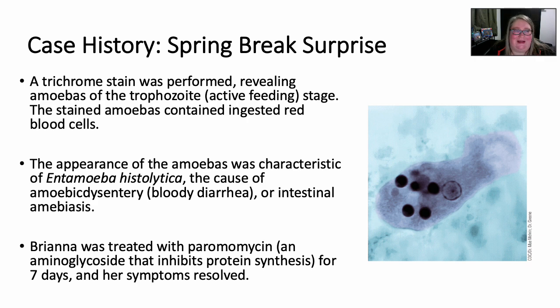Now, amoebas like to get into your colon and feed on the red blood cells there. In fact, if we look here at this amoeba, we can literally see its nucleus, its eukaryotic conformation. And you can see these red dots. These red dots are the red blood cells that they have eaten. Now, the appearance of these amoebas is characteristic of Entamoeba histolytica, which is a parasitic amoeba that causes bloody diarrhea, or something called intestinal amoebiasis.